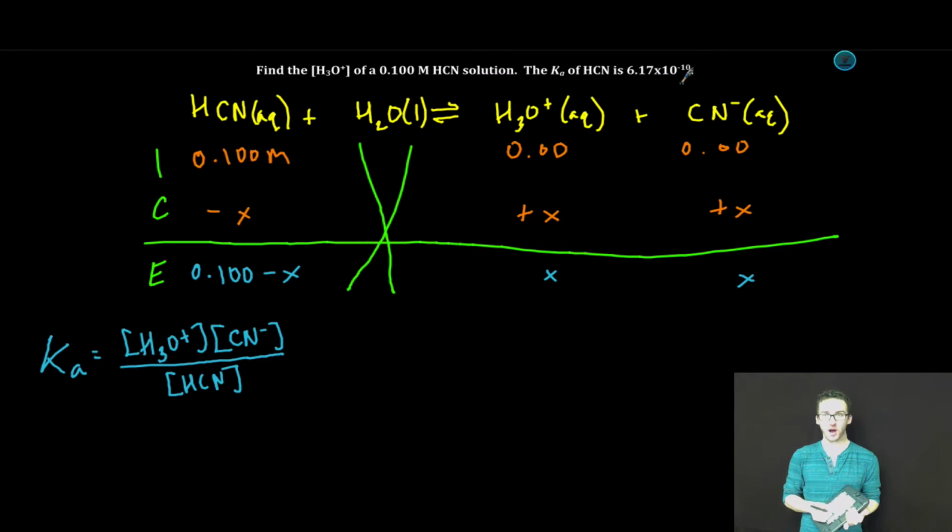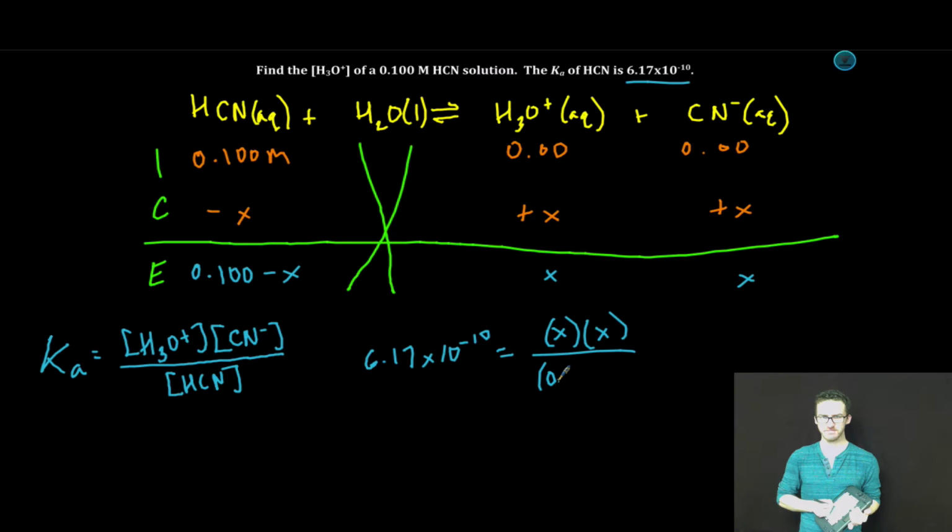We're told in the problem that the value of Ka is 6.17 times 10 to the minus 10. Much less than 1, we would expect that with a weak acid. That's equal to our equilibrium concentrations of hydronium and cyanide ions over our equilibrium concentration of HCN. Okay, now, an important step to make here.